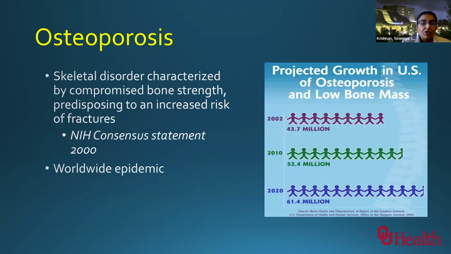So what is osteoporosis? Osteoporosis, as defined by NIH consensus statement, is a skeletal disorder characterized by compromised bone strength, predisposing to an increased risk of fractures. It is a worldwide epidemic with increasing incidence over the past few decades.